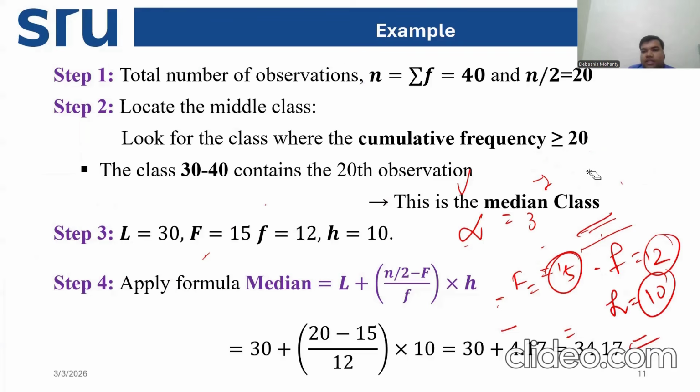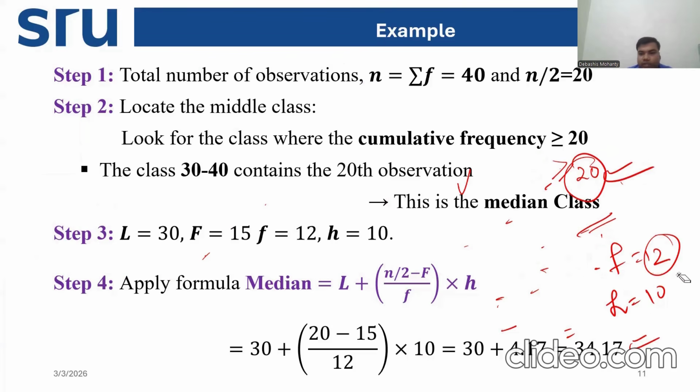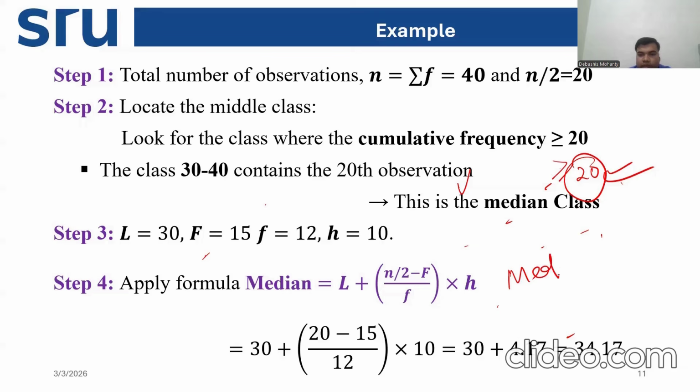And here, after finding that value, what we need to do? We need to find the cumulative frequency that is just greater than the n by 2 value, greater than 20. Here n by 2 is 20. After finding these values, we need to see what the L value is, what the capital F value is, what the small f value is, and what the X value is. So all these things we need to look at. Then the median we can directly calculate: L plus n by 2 minus capital F divided by small f into H. The answer is 34.17.